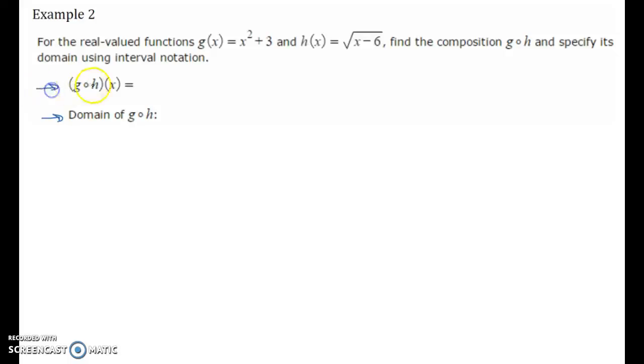This example is a little different because instead of finding a specific number, we're trying to find a generic function for g of h of x. I like to start this off by rewriting this as g of h of x like this, because that kind of reminds me that I'm going to take that h function and plug it into g.